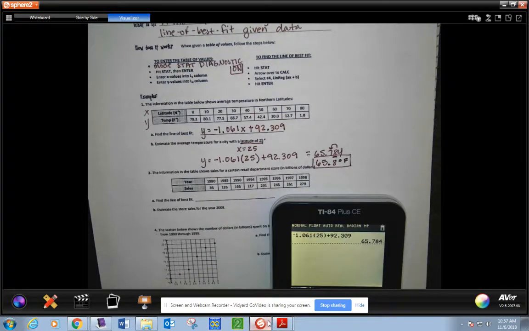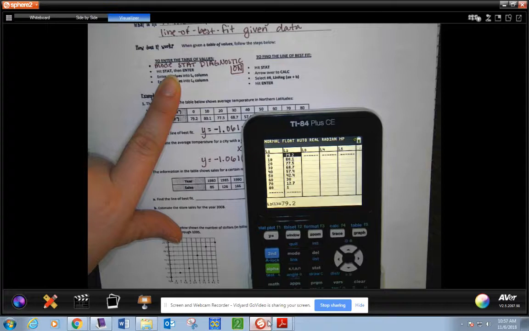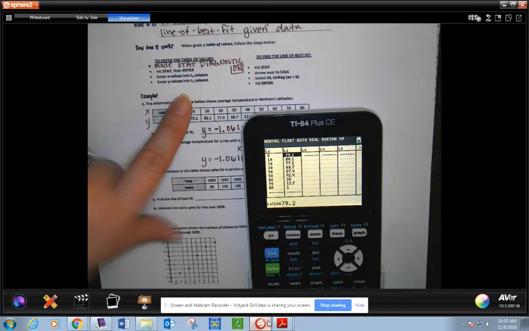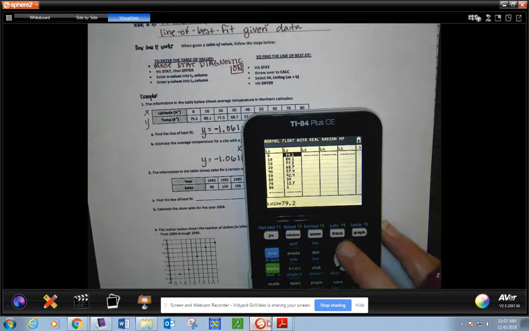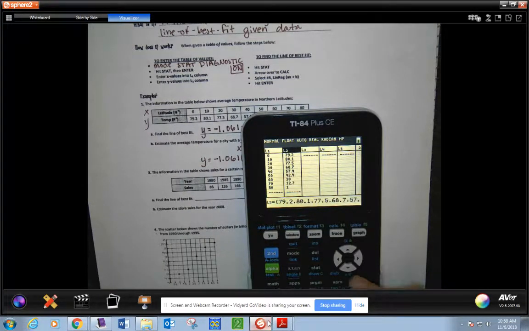Okay, now when you go to do the next example, you're going to follow the same steps from up here, and you're going to hit stat and hit enter on edit. But you already have stuff in your list, so listen carefully so you don't do this wrong. You have to scroll up, and you're going to make L2 bold, and you're going to hit clear enter, and that empties out the list. And then you'll do the same thing. Scroll over to L1, get up on L1, clear enter.